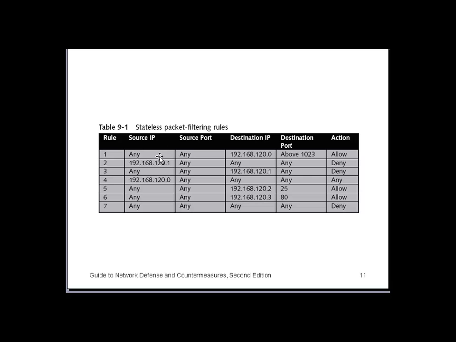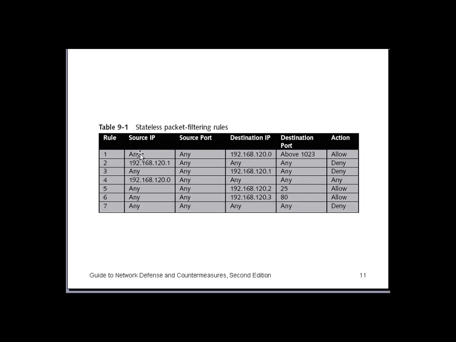Okay, so let's look at the first rule. The source IP is any, and that means any IP address, Class A address, B address, C address over any source port. If the destination IP is this address, which is going to be a network, and the destination port is above 1023, then we're going to allow that into the network.